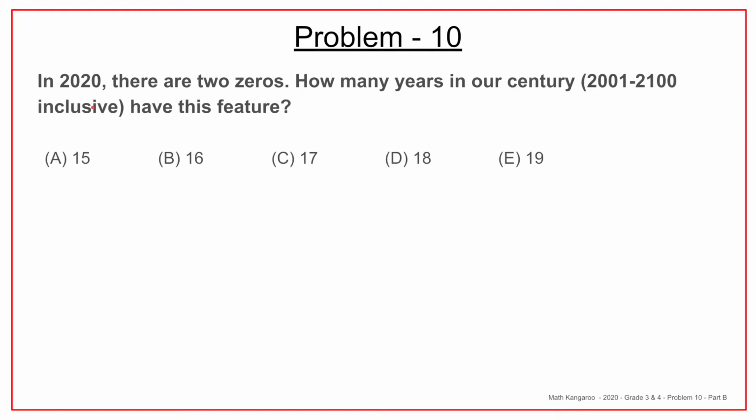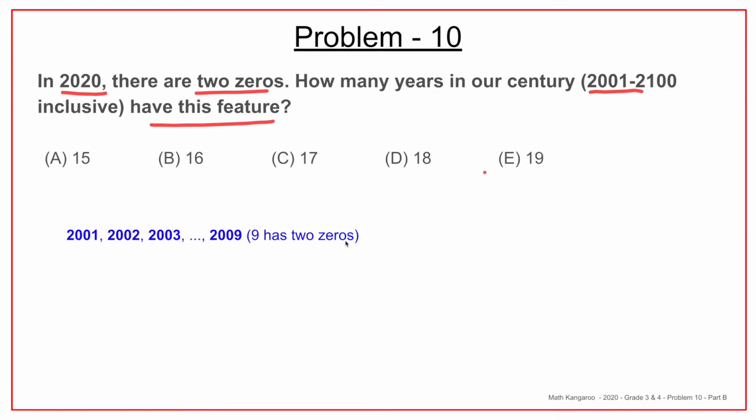Problem 10. In 2020, there are 2 zeros. How many years in our century, 2001 to 2100 inclusive, have this feature? These are our options. So let's start step by step. In our first zone, from 2001 to 2009, we have 2 zeros. So how many do we have? We have 9 in here.